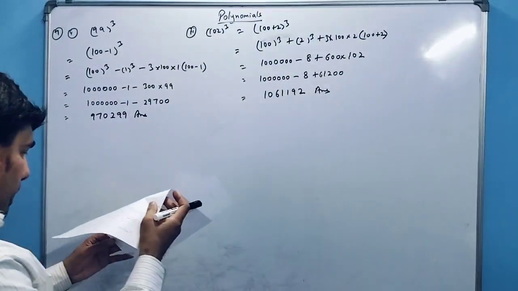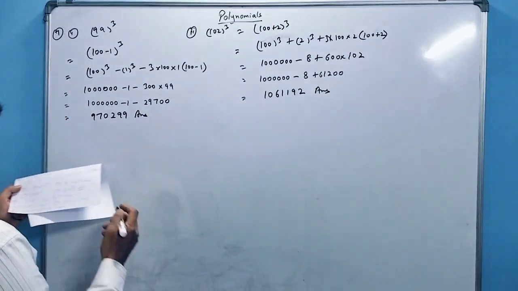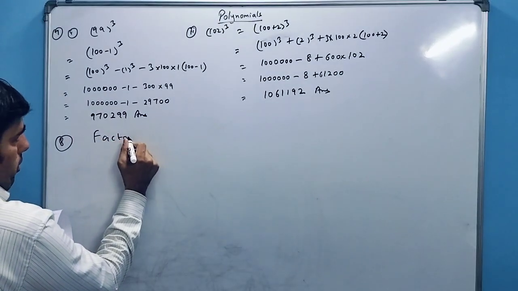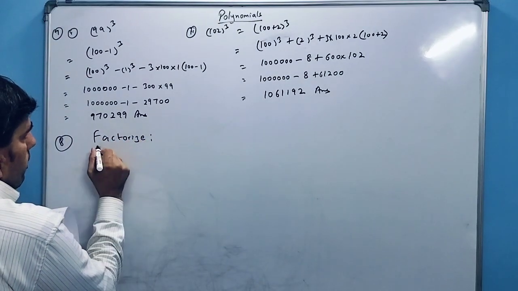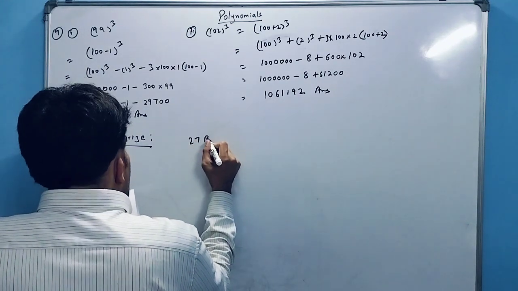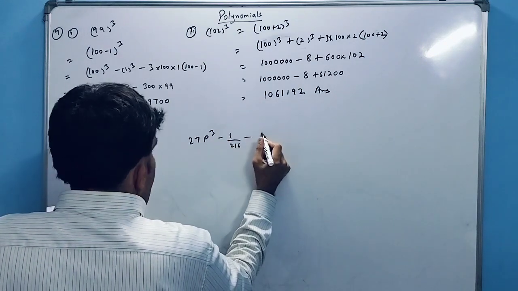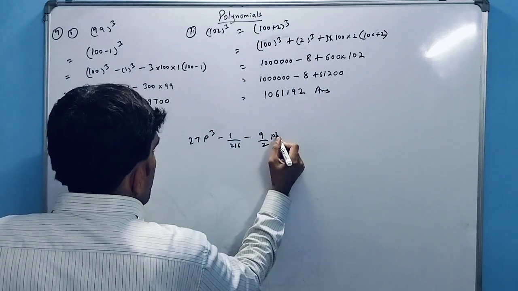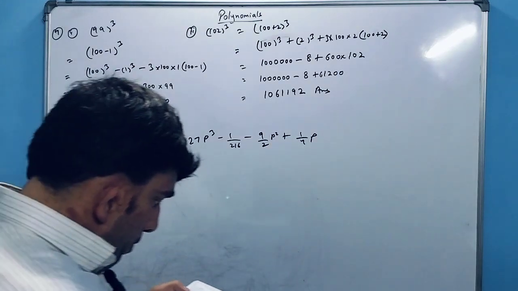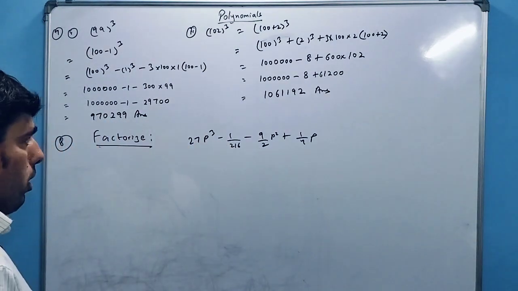So let us see the next, that is factorize. So the question is factorize. Now what to factorize? Let us see. They have given 27p cube minus 216 minus 9/2 p square plus 1/4 p. Okay. Now let us see how we can solve this numerical.